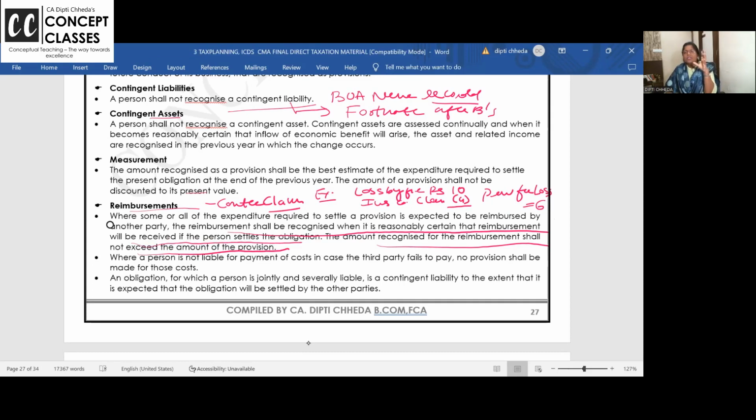In short, counterclaim. If there is a reimbursement, it shall be recognized when it is reasonably certain that reimbursement will be received, and the amount recognized for reimbursement shall not exceed the amount of provision. So you should recognize the counterclaim and then make the net provision. This is applicable both in accounts and in income tax.